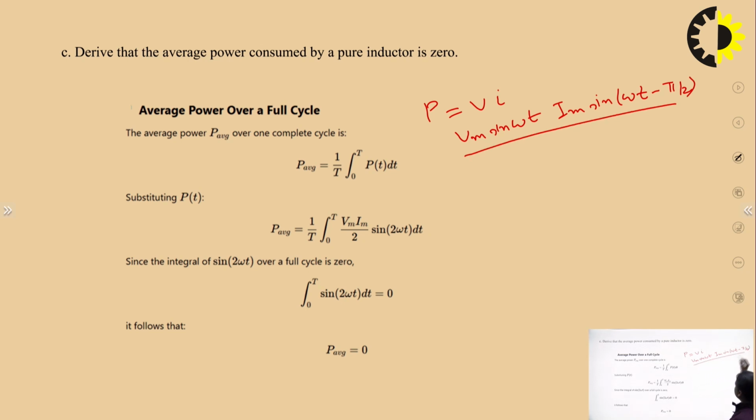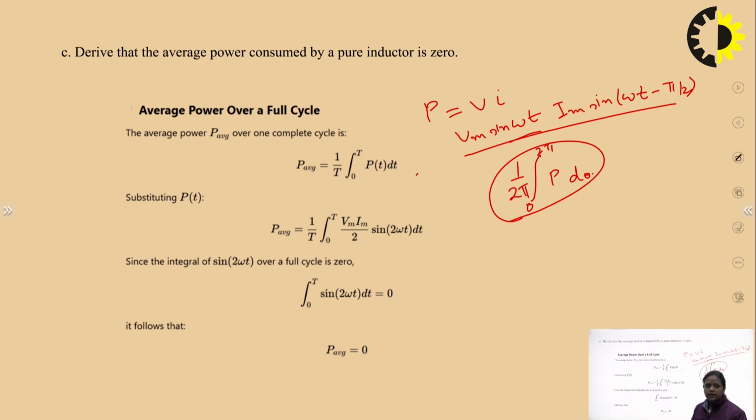Solving this, we will get the instantaneous power. If we want to find the average power, we integrate this instantaneous power for the full cycle and divide by the base length, from 0 to 2 pi. The same thing is done here: to find the average power, we integrate the instantaneous power over the time period T, and the base length we have taken is T. If you integrate, you will get the average power equal to 0.